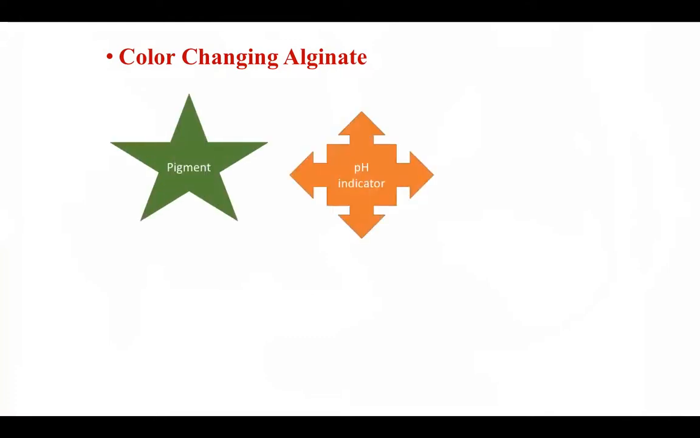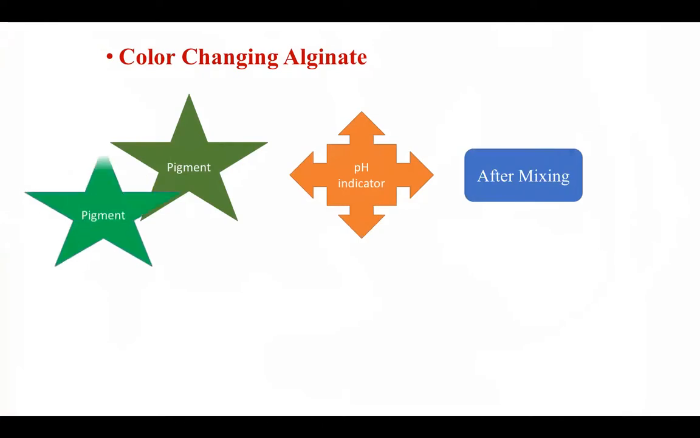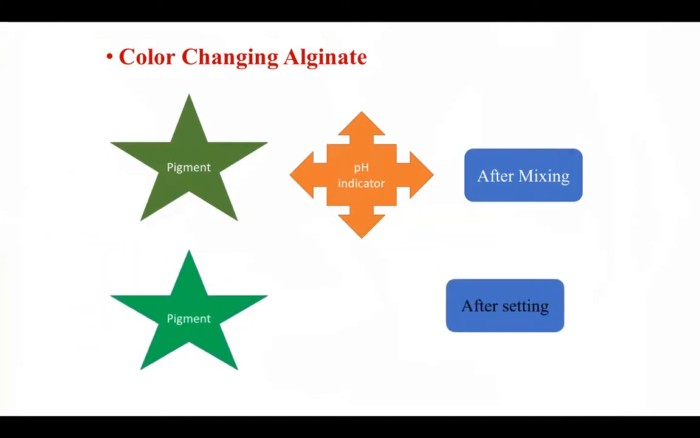Now, let us see what is color changing alginate, that is chrome alginate. The color changing alginate has pigments, that is phenolphthalein, naphthalene, or chrysolite added to it, which basically indicates the pH and shows changes in color. That is, the color changes are seen at the end of mixing and at the end of setting.